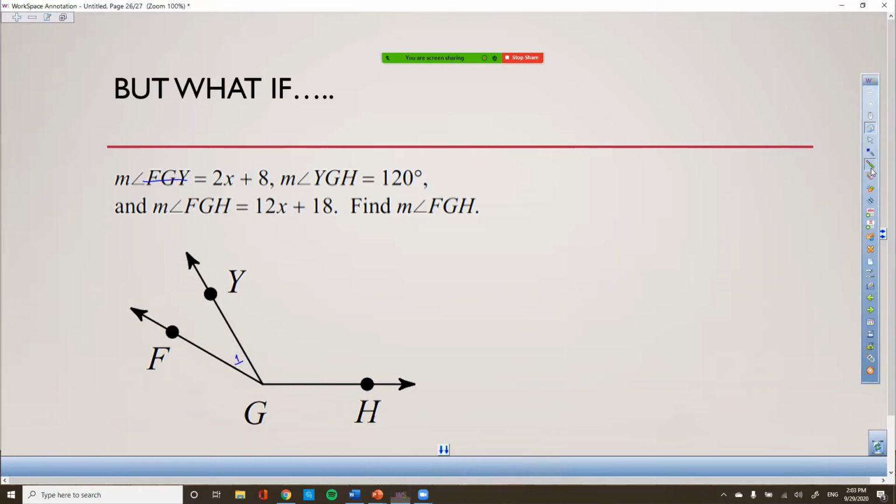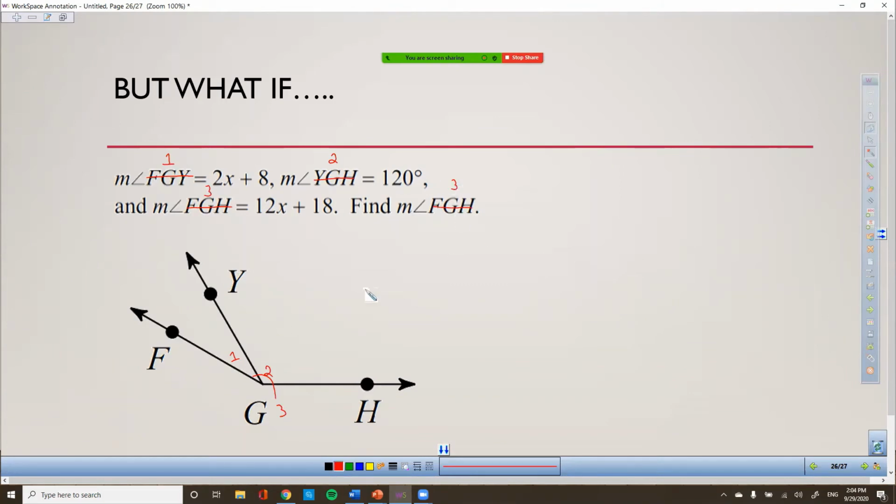Let me use the same color I was using. This is going to be angle 1. Measurement of angle YGH is going to be angle 2. And measurement of angle FGH, all of it together, is going to be measurement of angle 3. FGH will be 3. And they actually want me to find the measurement of angle FGH. Oh, so they want me to find the measurement of angle 3.